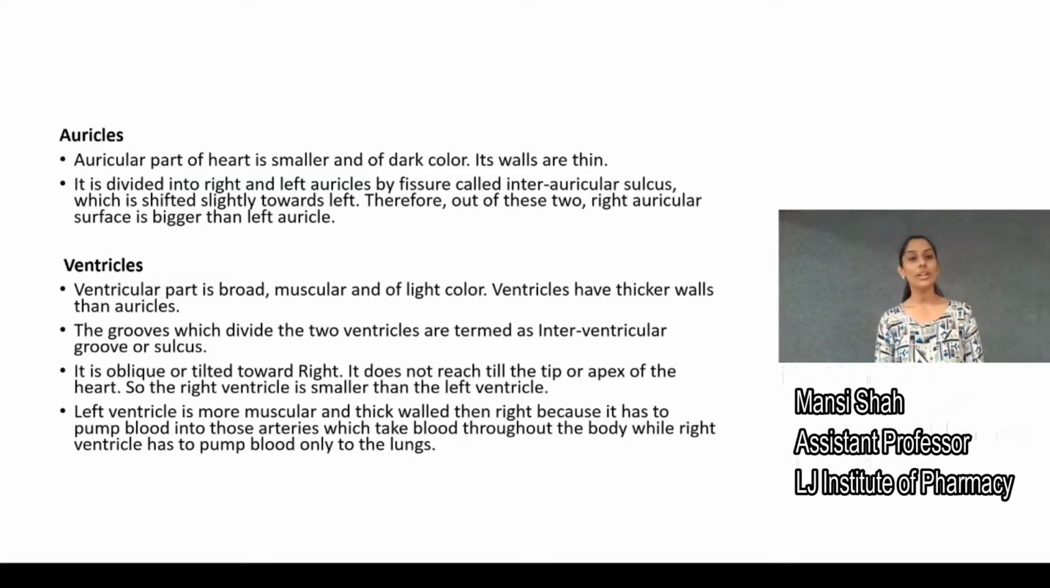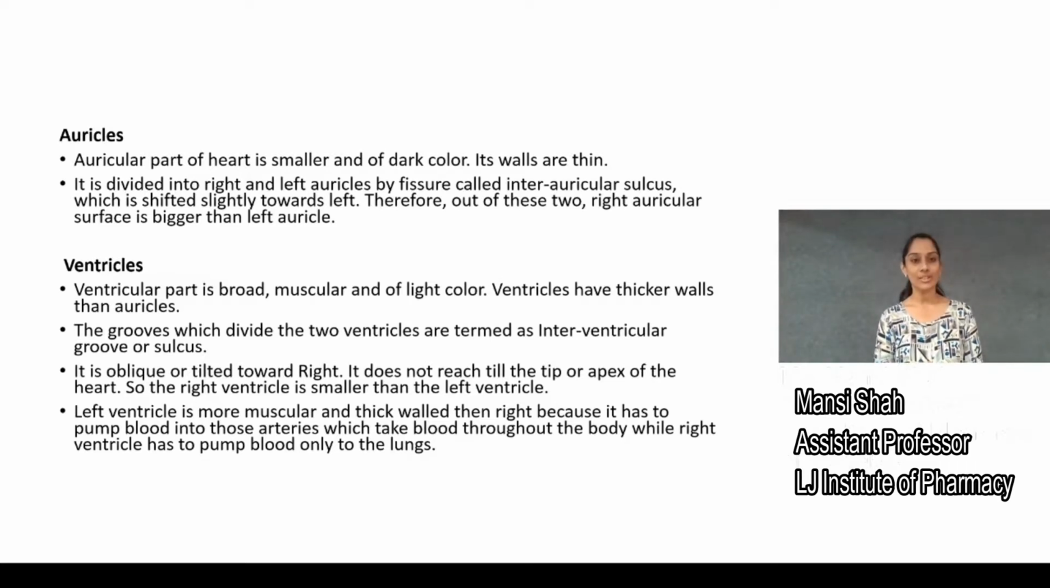Auricles. So auricles are that part of the heart which is smaller and dark in color. Its walls are thin. It is divided into right auricle and left auricle by a fissure which is called interauricular sulcus. It is shifted slightly towards the left. Therefore, out of these two, right auricular surface is bigger than that of the left auricle.